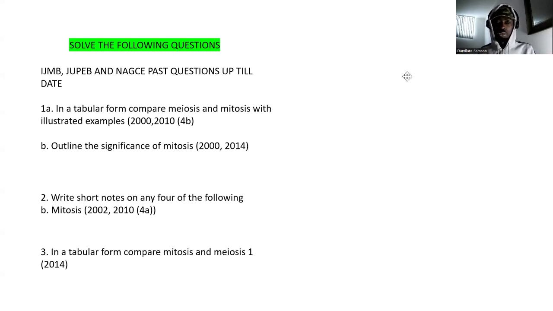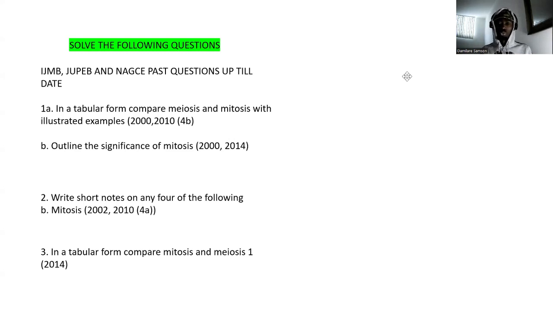And B, outline the significance of mitosis, which we've talked about earlier. What is the importance of mitosis? You put it there too. Write a short note on any four of the following. Now, those are under, I think, number 2, basically in IGMB and in JPEB, which is the theory part. Short note on the following: mitosis, meiosis, crossing over. So as you are reading it, you need to understand it and jot things down.